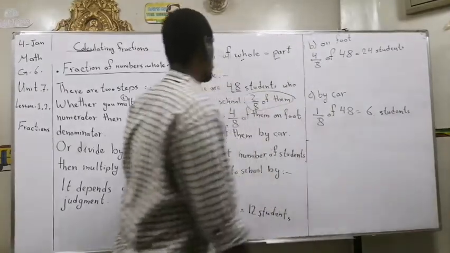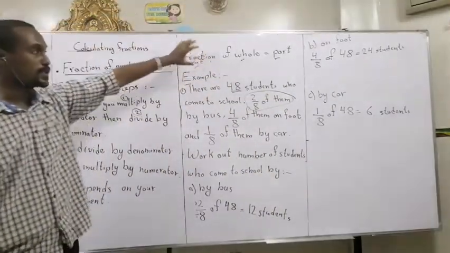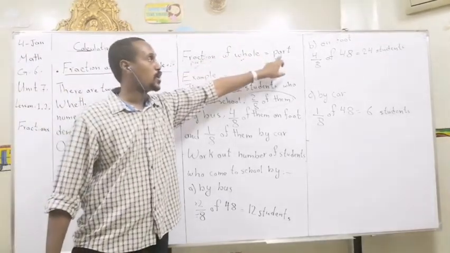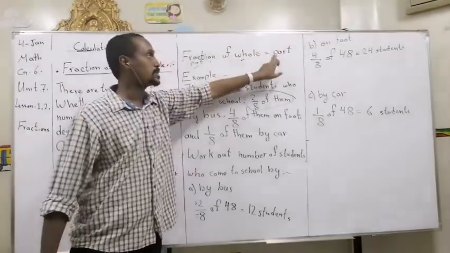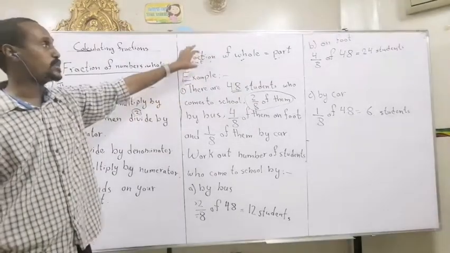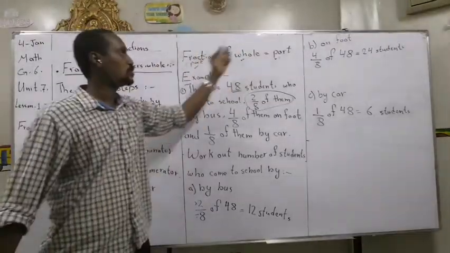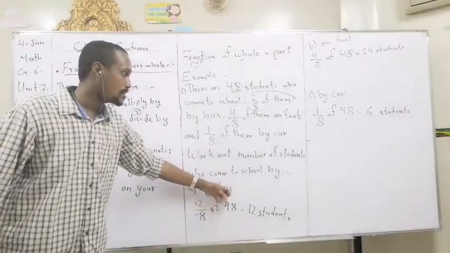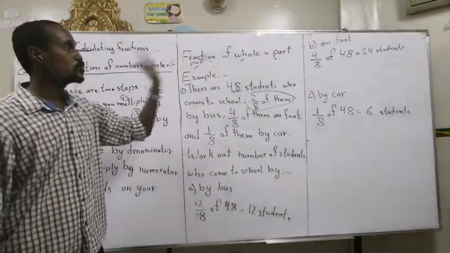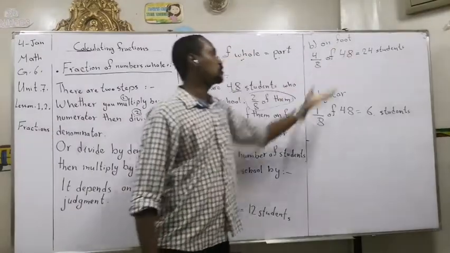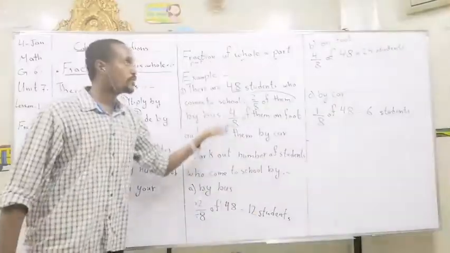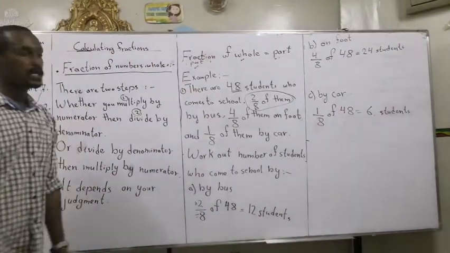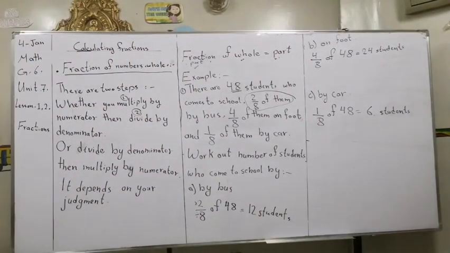6 students. You should care about something about this formula, as I say. Fraction of whole equals what? Part. Always the part, and the fraction of the part should refer to the same thing. The question, I said I want it by bus. And that means the fraction, it should refer to what? To the bus. Foot, I should find the fraction of the foot. And the fraction of car. This is it. Let's have another example.